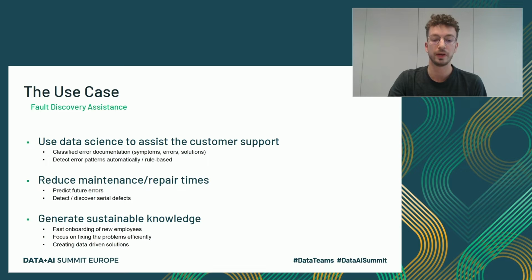So we are built here on 3 main pillars. So the first one is that we want to use data scientific methods to assist our customer support. So with these error reports in our ticket system, we have a classified error documentations that are attached with symptoms, errors, and solutions that we can use in future to automatically infer the errors that actually happen on the machine. Thus, we can reduce maintenance and repair times and also try to predict future errors using live data, for instance, and also discover serial defects in an early stage and inform our customers directly which machines are affected.